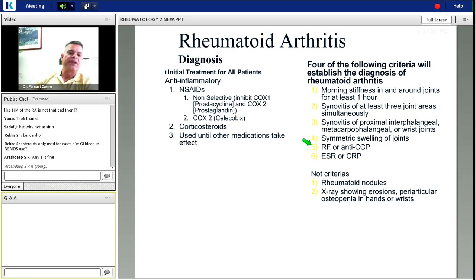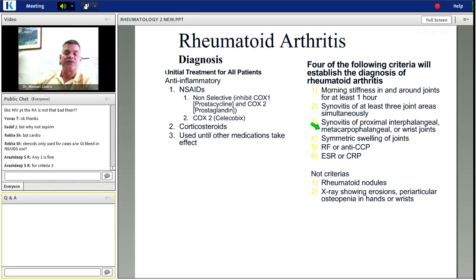Any one is good. Now, rheumatoid factor or anti-cyclic citrullinated peptide can be another criterion, okay? And ESR or C-reactive protein that's elevated is another criterion. So you have to have 1, 2, 3, and 4, whichever four you want from those. Any four of those, okay? As long as you have four of them, you have made the diagnosis.